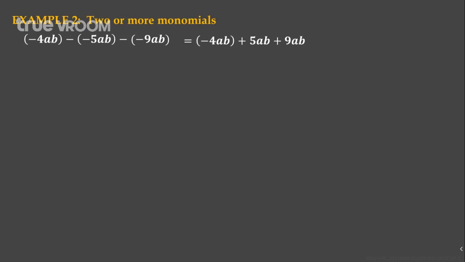Combine the coefficients first. Negative 4 plus 5 plus 9. Copy MV. Next, what is negative 4 plus 5? 1. Yes, negative 4 plus 5 is 1, plus 9 is 10. So your answer is 10 MV.